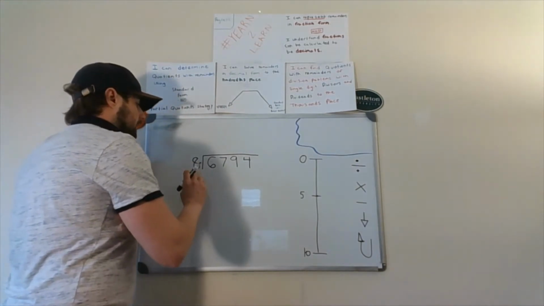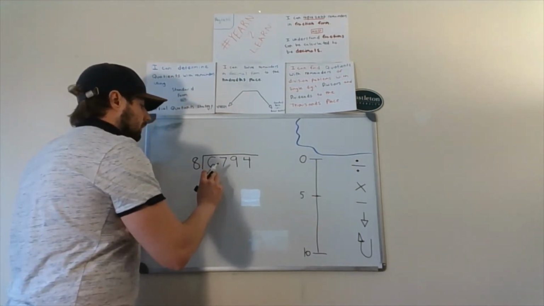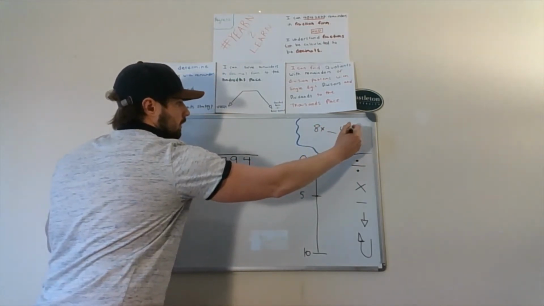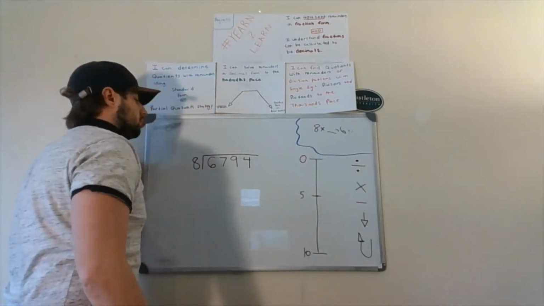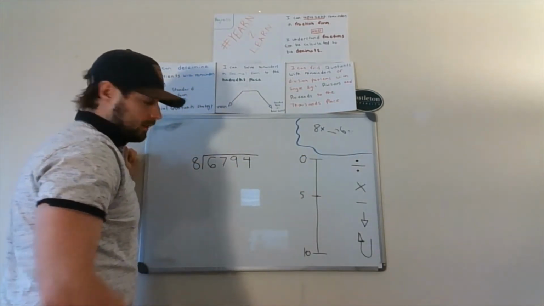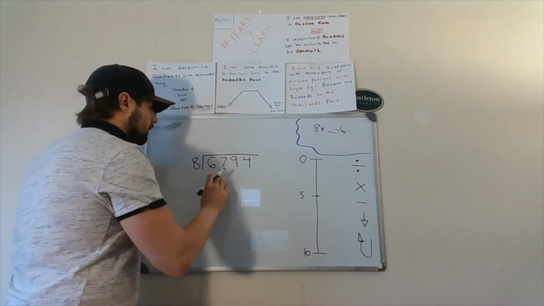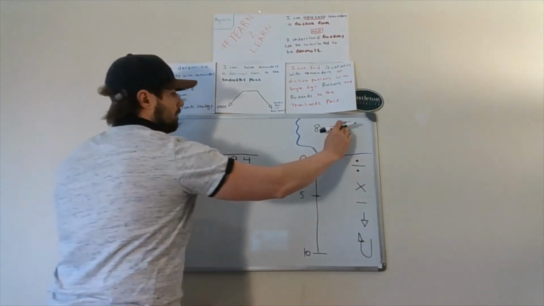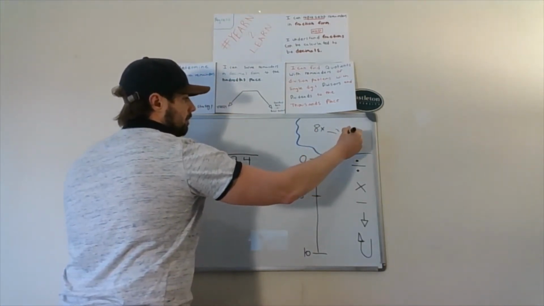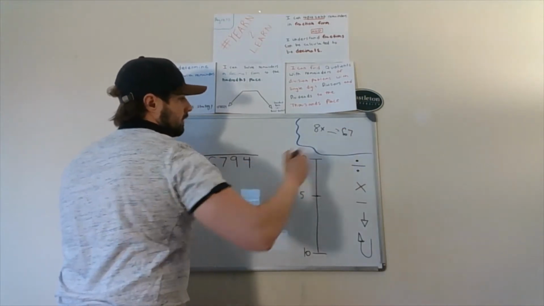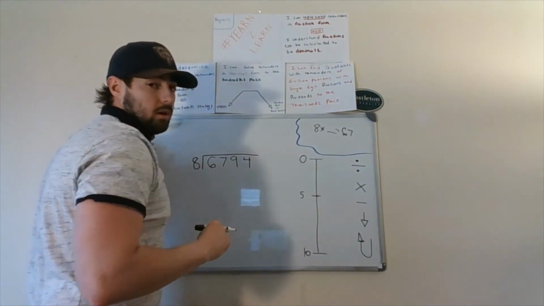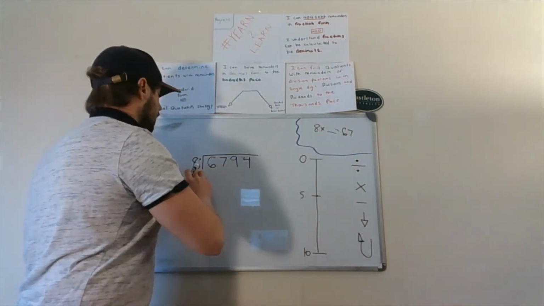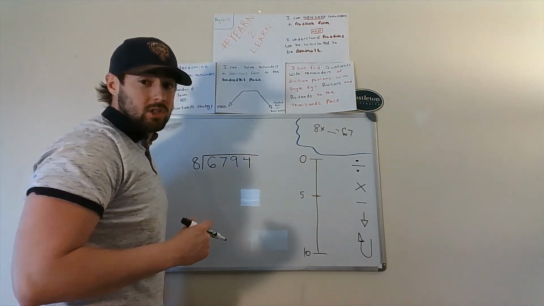I'm asking myself, can 8 go into 6? 8 times what number will give me 6, or close to it? The answer is it can't. 6 is smaller than 8. I need to move to that next place value. So I'm now thinking 8 times what number is going to give me 67 or close to it? Working with bigger numbers, working with divisors that are a little bit more challenging.